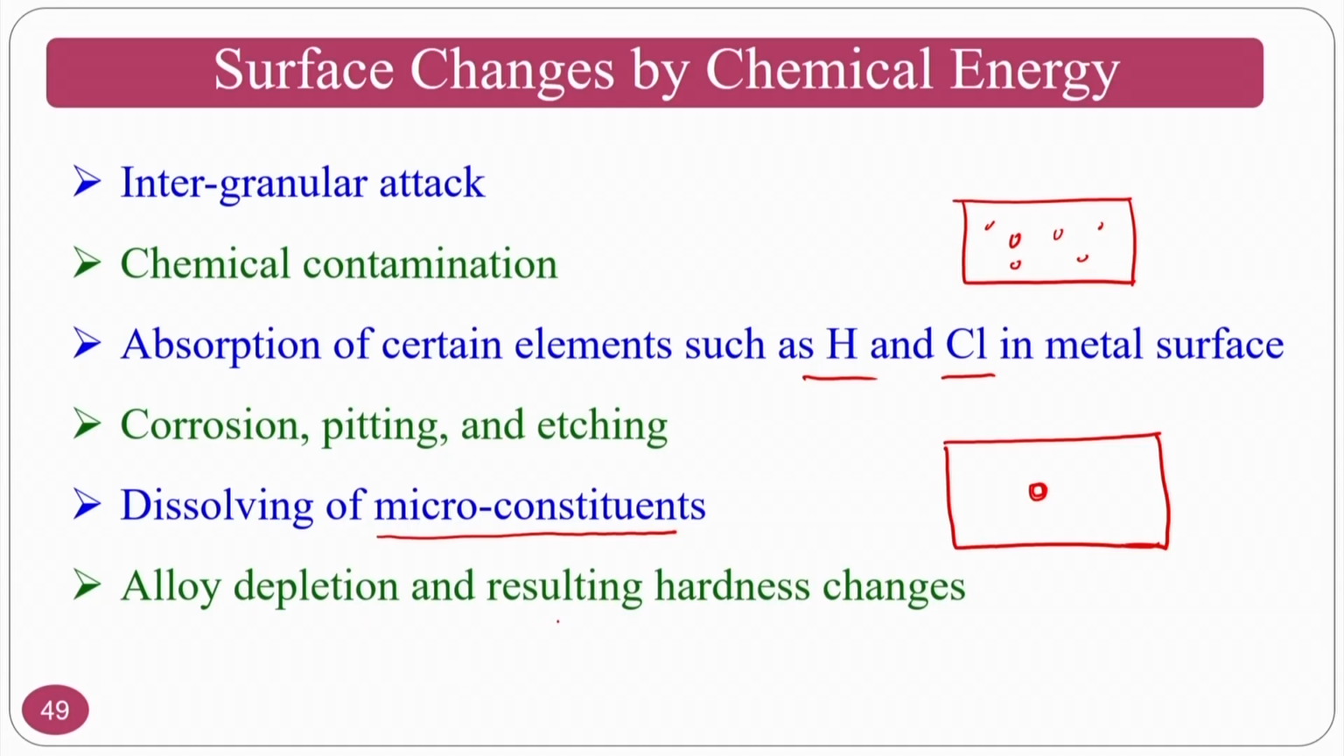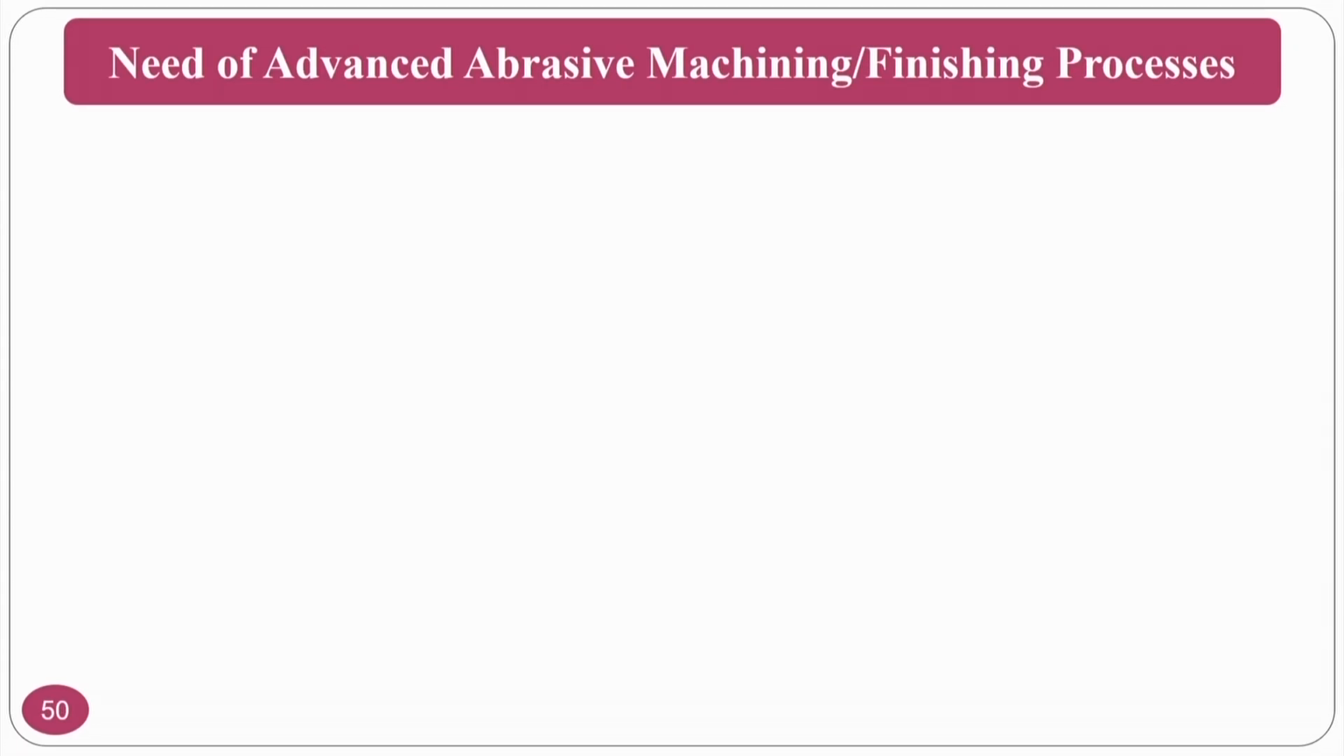Alloy depletion resulting in hardness changes, that means, as I said, some of the alloying elements will go away and the hardness value will change. That is why in the conventional machining processes you have a lot of problems, a lot of advantages and other things. Most importantly, from the surface roughness point of view, the surface morphology point of view, the surface metallurgical point of view, you have some constraints, but these processes are economic. Okay.